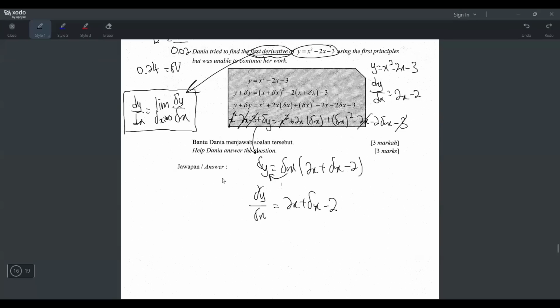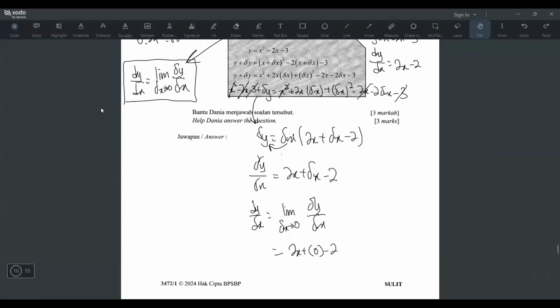And now it's time to use this formula. You already have your delta y over delta x. Now it's time to find the dy/dx. The formula is the limit as delta x approaches 0 of delta y over delta x. So your delta y over delta x answer is this, and if your answer has delta x, just substitute 0. So it becomes 2x plus 0 minus 2. And the answer comes out already.